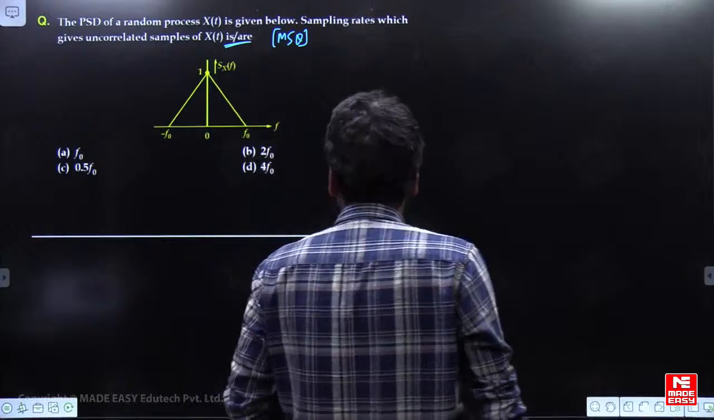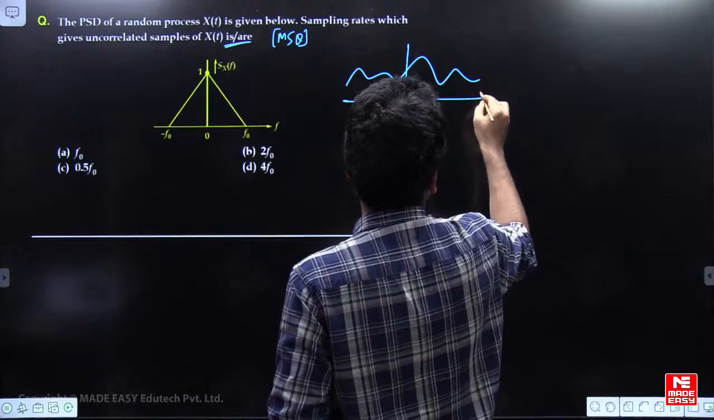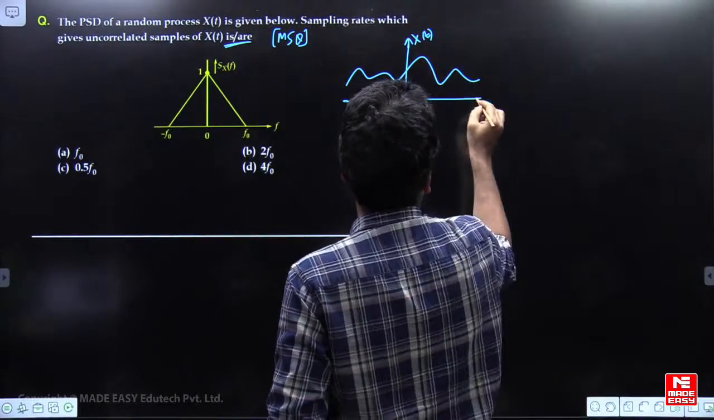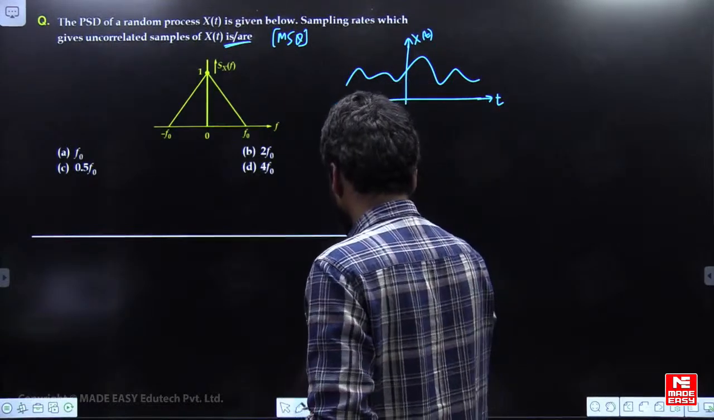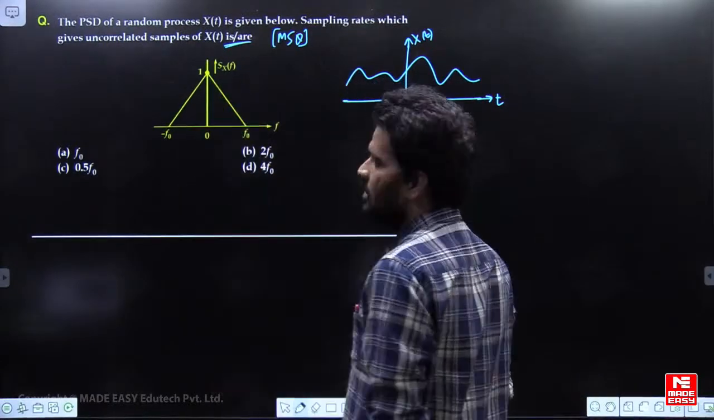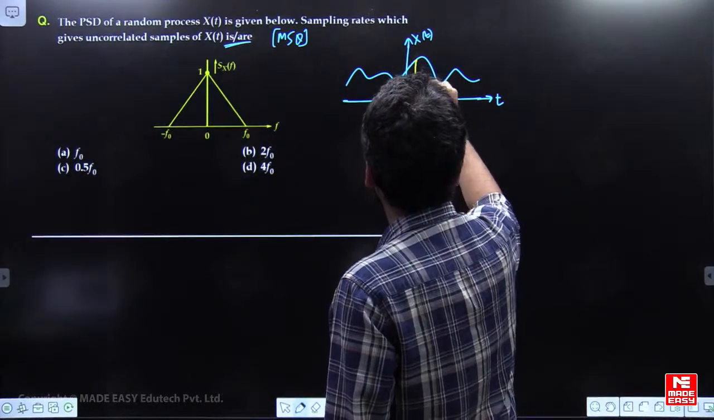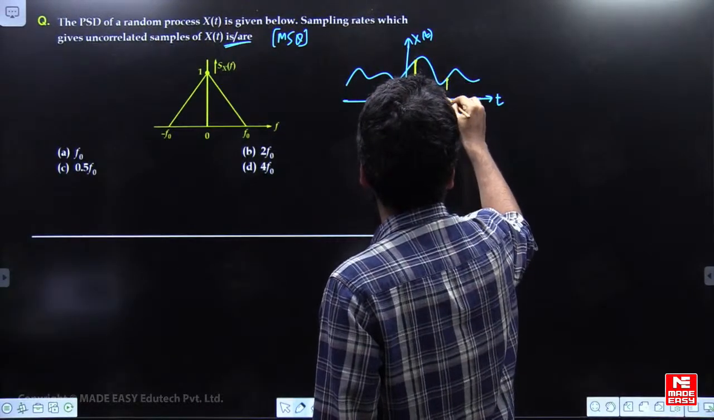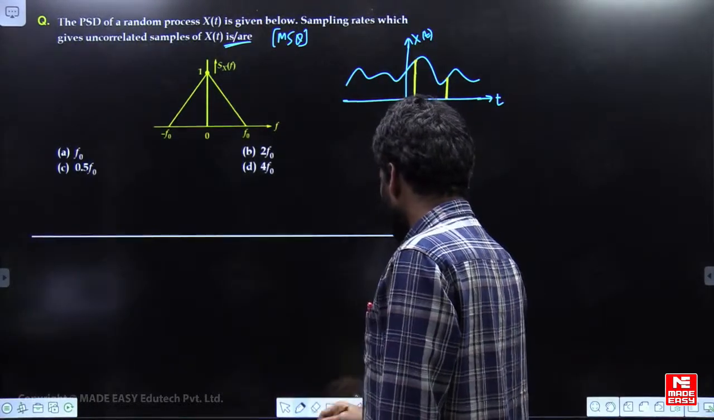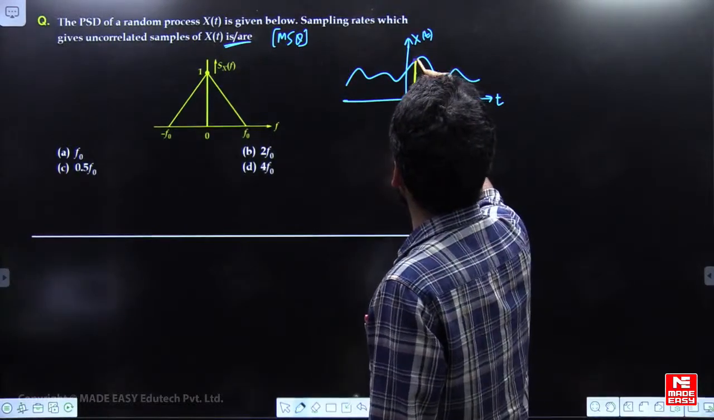Now, if you see the random process x(t), some random process x(t) is given like this. It is a random signal, you can understand. The same model of question we did in the regular classroom. This is x(t) with respect to t, and the power spectral density of this random process is given here, Sx(f) versus f. Suppose this x(t) is being sampled here, and it is asking what samples you will get here.